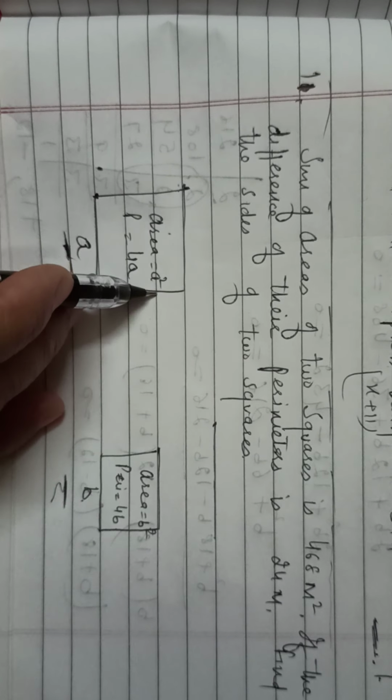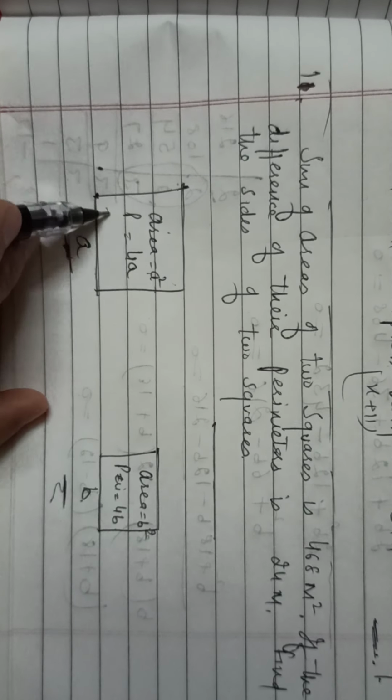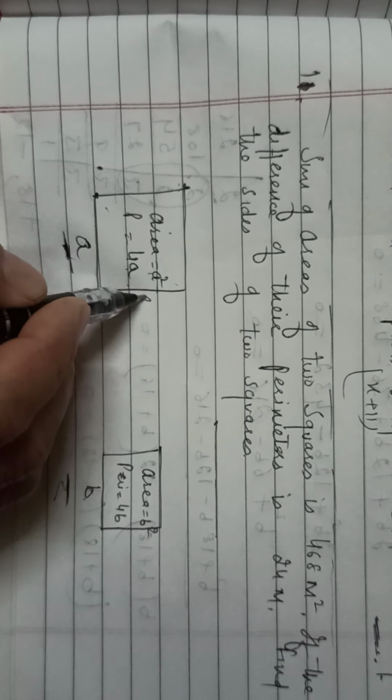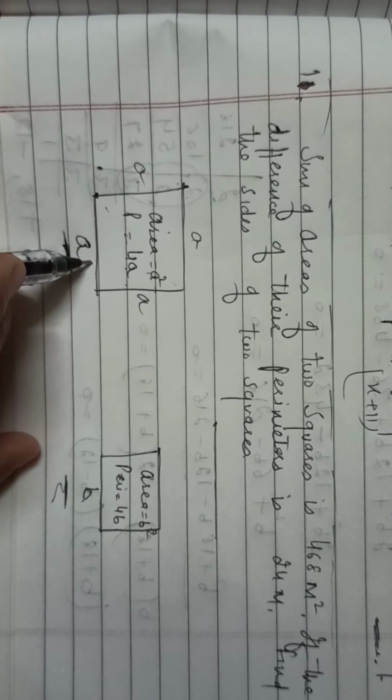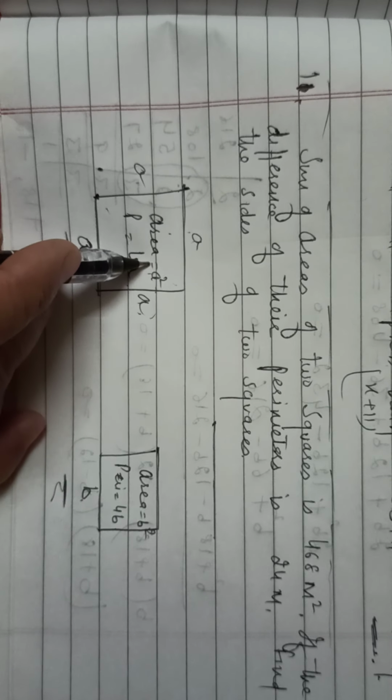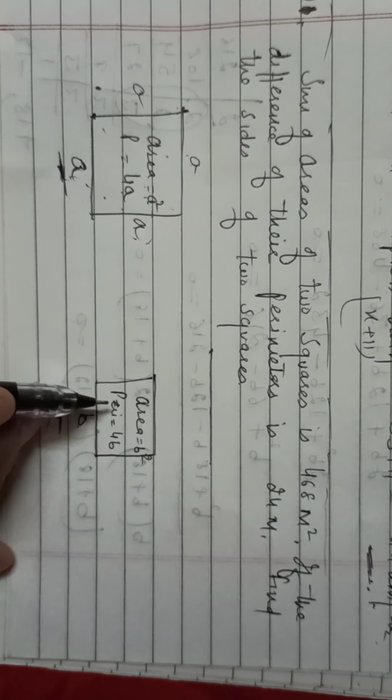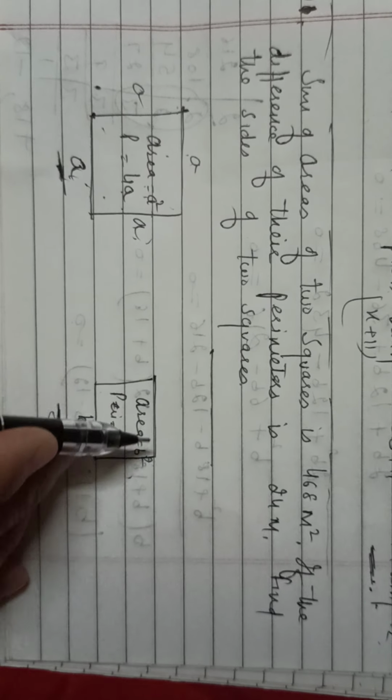If this square has side a, the area will be a square and the perimeter will be 4 into a. Perimeter is the sum of all four sides, so a plus a plus a plus a, 4a. And area is side into side, a into a, it is a square. Similarly, here the side is b, then the area will be b square and the perimeter will be 4b. Clear?